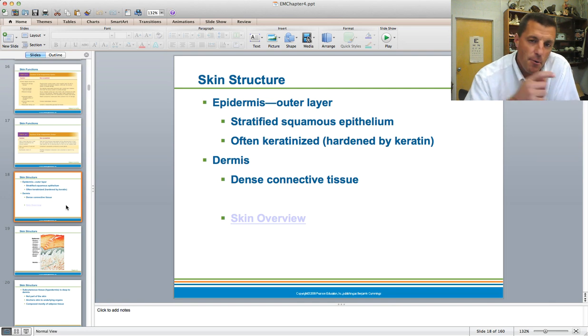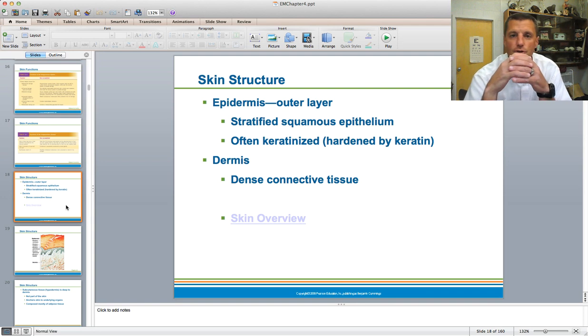The deeper we go in our skin, the more alive and vascularized it is, and the closer you get to the surface, the deader it gets. I know deader is not a word, but it becomes more hardened. Dermis is dense connective tissue, and the term that comes up pretty often when we're talking about that kind of connective tissue is collagen, the extracellular matrix that holds it together and makes our skin tough.